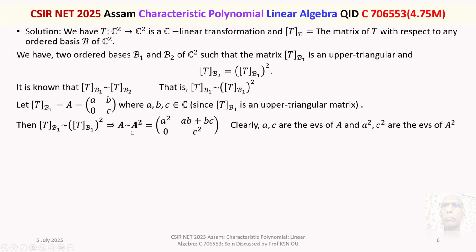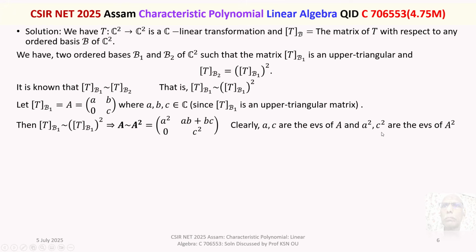So A is similar to this upper triangular matrix, where a and c are the eigenvalues. You see, capital A, where a and c are the eigenvalues. So it is an upper triangular matrix. What are the eigenvalues of an upper triangular matrix? The elements on the main diagonal are themselves the eigenvalues. Therefore, a and c are the eigenvalues of A, and A square is also upper triangular.